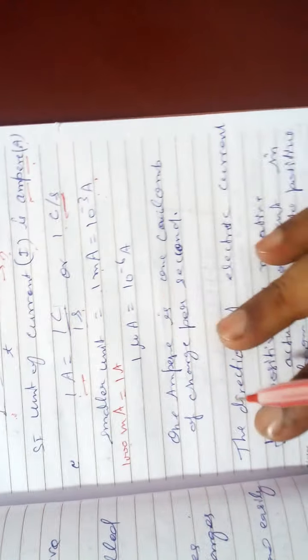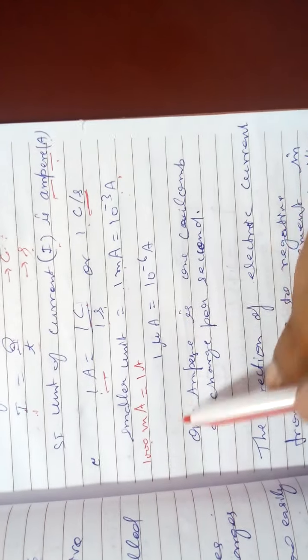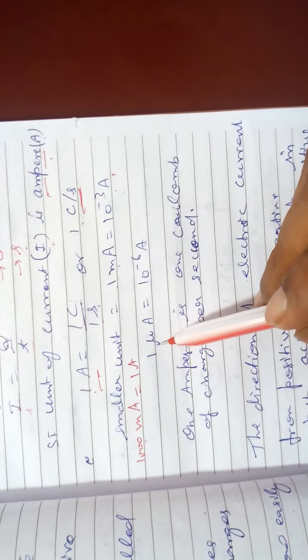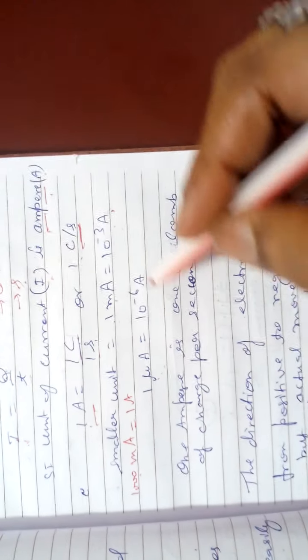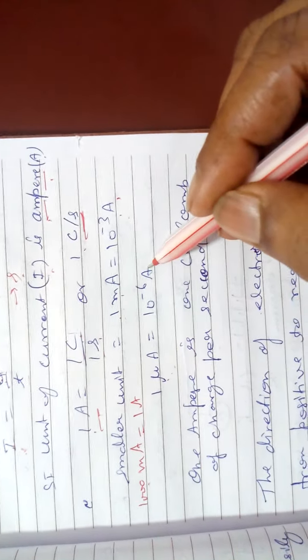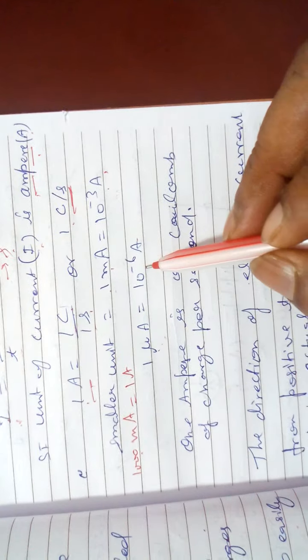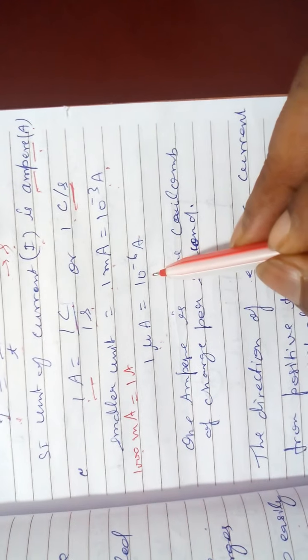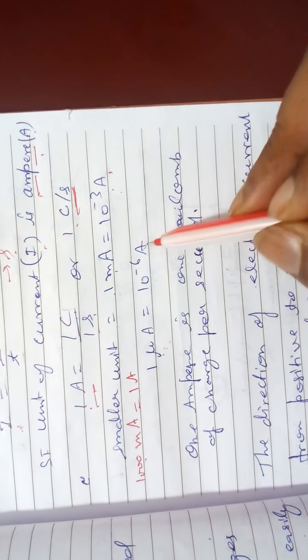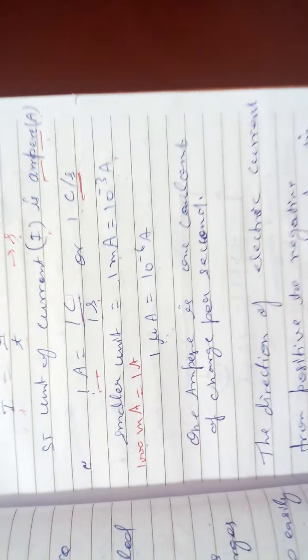Further, a still smaller unit is the microampere. 1 microampere is equal to 10 power minus 6 ampere.